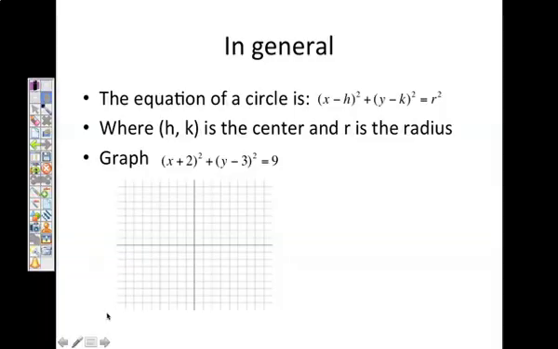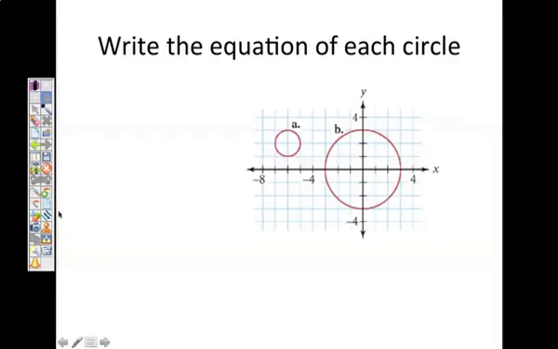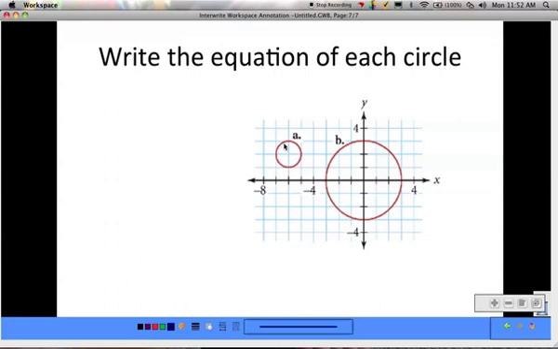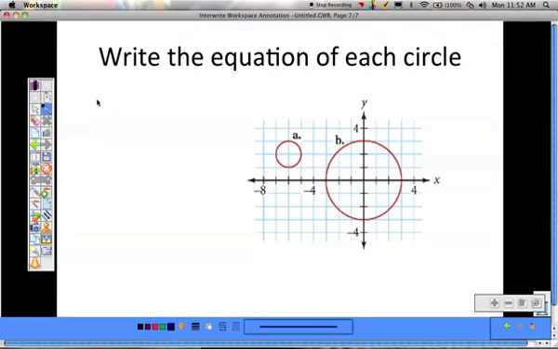Okay, so let's just practice this. Write the equation of each circle. Let's do A first. So first we need the center. So A. The center is at negative 6, 2. And the radius is 1.